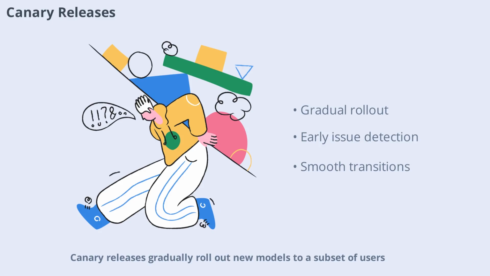Canary releases gradually roll out new models to a subset of users, allowing you to monitor performance and catch issues early. If the new model performs well, you can expand the rollout. If problems arise, you can halt or roll back the release. This approach balances innovation with stability, ensuring a smooth transition.